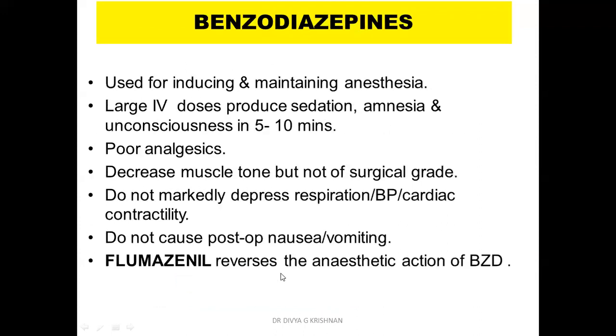Next, we go to the slower acting agents. So under this, we have got benzodiazepines. We have dealt with benzodiazepines under various chapters like sedative hypnotics, under skeletal muscle relaxants, under anti-epileptics. So benzodiazepines are also used as slower acting anesthetic agents. They are used both for inducing and maintaining anesthesia. The large IV doses produce sedation, amnesia, and unconsciousness in 5 to 10 minutes.